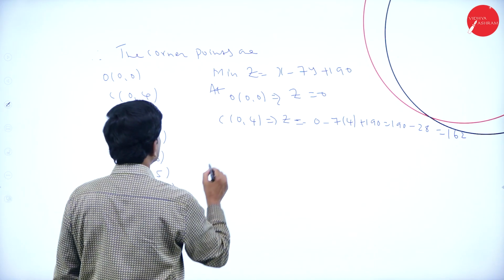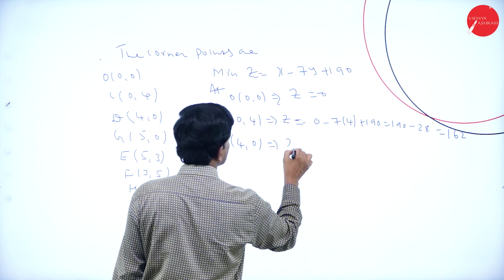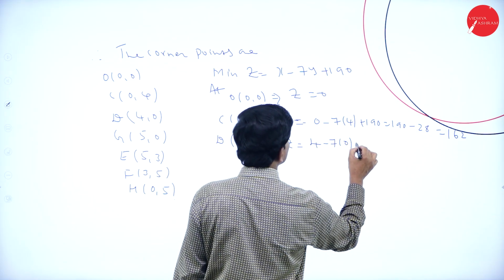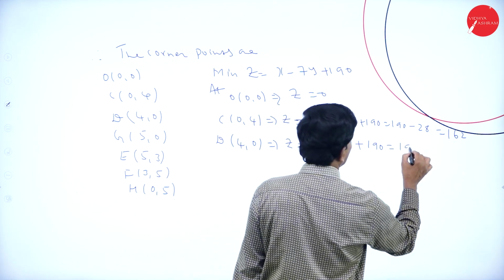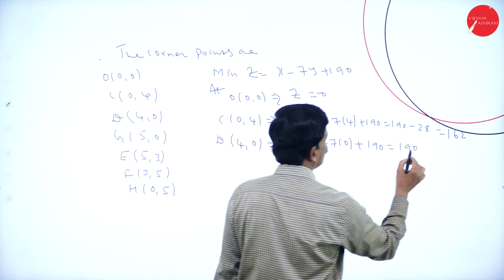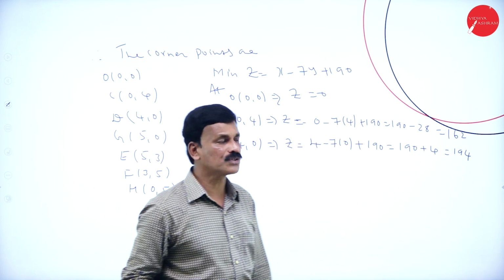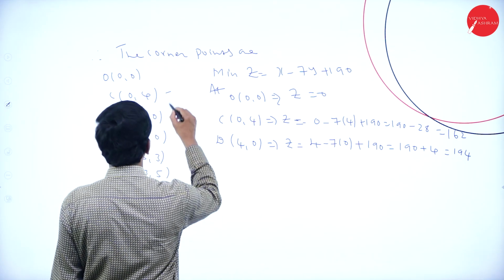Okay. Next, at D. D is 4, 0, which implies Z is equal to 4 minus 7 into 0 plus 190. This is 190 plus 4, that's equal to 194. 194 at 4, 0. Now at 5, this is gone, this is gone.